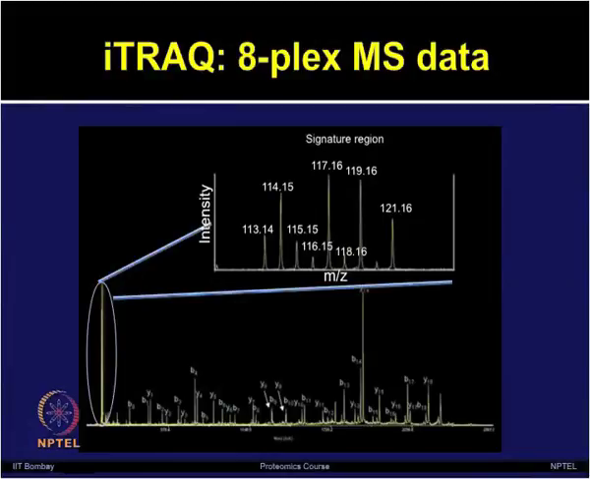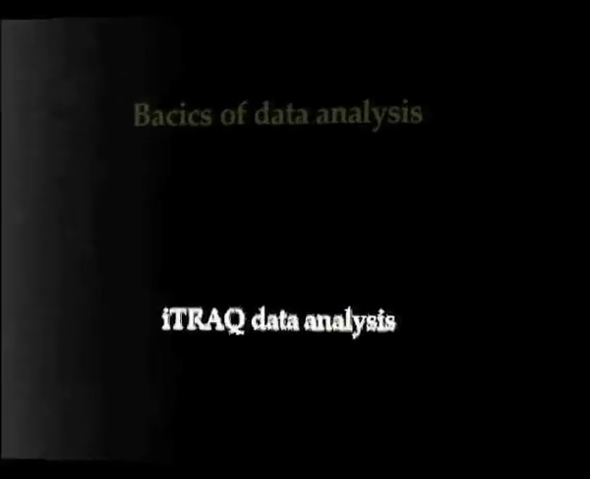So, in the MS-MS spectrum, here we are showing the reporter region signature of an 8-plex iTRAQ reagent showing 113.1, 114.1, 115.1, 116.1, 117.1, 118.1, 119.1 and 121.1 reporter ions.